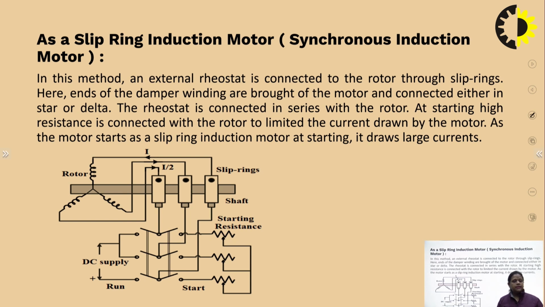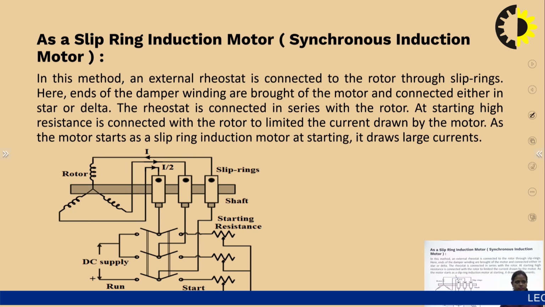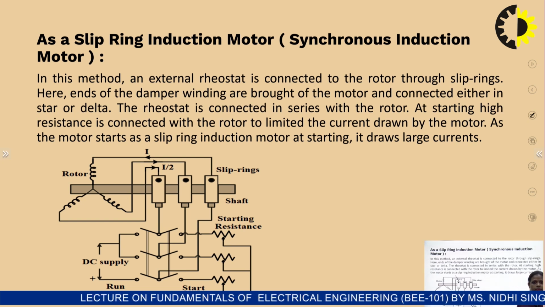Now, they can be started as a slip ring induction motor, or we can say that first we run this synchronous motor as a slip ring induction motor. In this method, an external rheostat is connected to the rotor through slip rings. Here, the ends of the damper winding are brought out of the motor and connected either in star or delta. The rheostat is connected in series with the rotor, and at starting, high resistance is connected with the rotor to limit the current drawn by the motor.